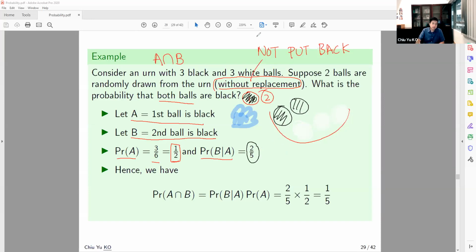2/5. So use the multiplication rule. A and B is probability B given A times probability A. So this is 2/5 times 1/2, the 2s cancel out, it is 1/5. So that is how you calculate the probability that both balls are black.